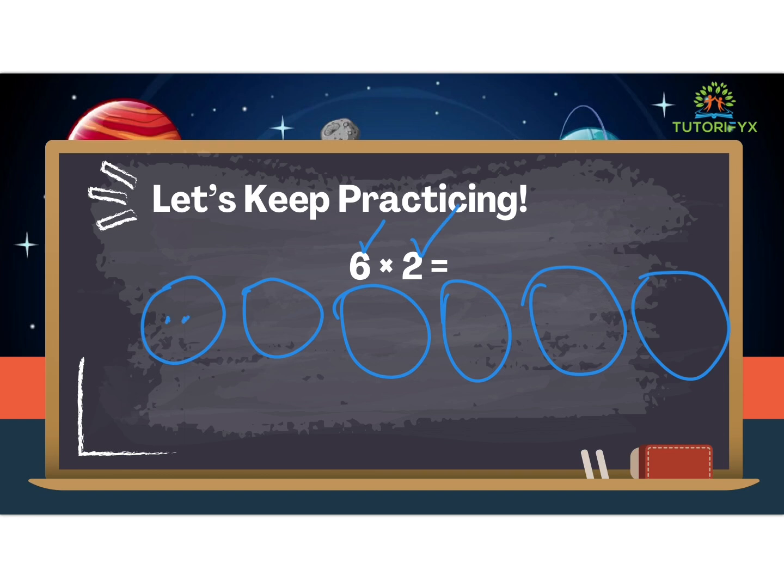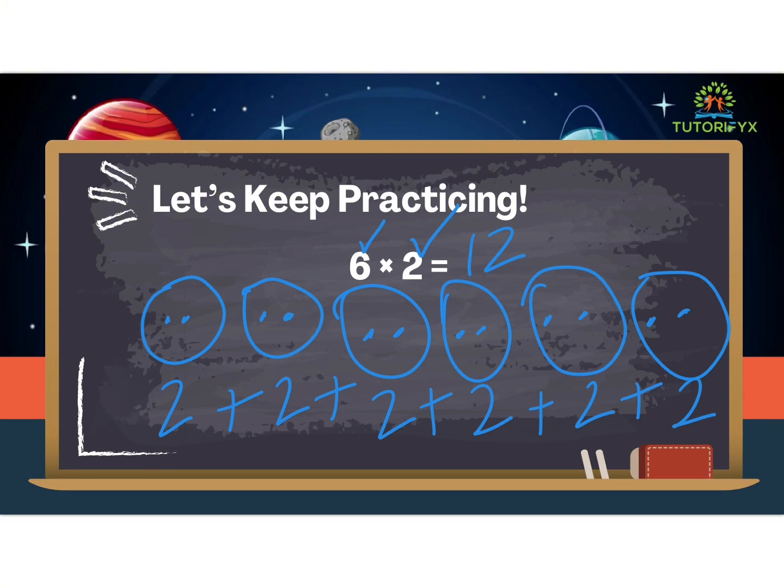So 1, 2 in each circle, six times. Next, I'm going to use repeated addition to solve. 2 plus 2 plus 2 plus 2 plus 2 and plus 2. Last step is to add them all together. That's the easy part. What is 2 plus 2 plus 2 plus 2 plus 2 plus 2? Good, it gives me 12. Awesome job, my learners. 6 times 2 is 6 groups of 2, which equals 12.